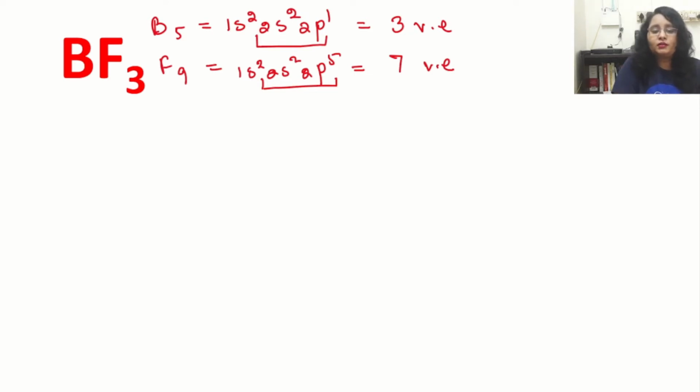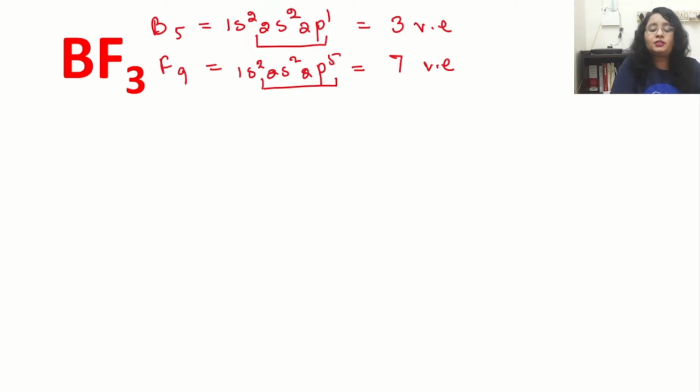Now, one more thing. There are two atoms, boron and fluorine. Which should be in the center and which should be surrounding? We have one more trick. The atom which is least in number will be the central atom and the other atom will be the surrounding atom. One more criterion is that the least electronegative atom will be the central atom and the more electronegative atom will be the surrounding atom.